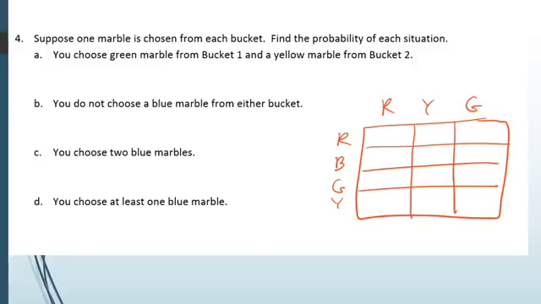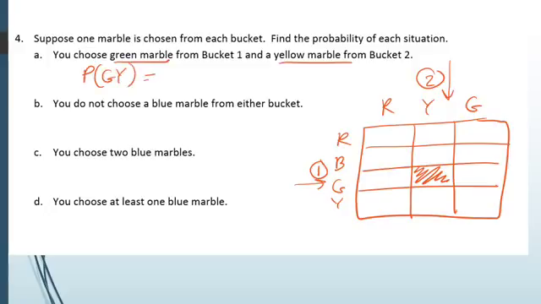So if I want to choose a green marble from bucket 1 and a yellow marble from bucket 2, so here's bucket 1, here's bucket 2, so a green from 1, that would be this column right here, and a yellow from bucket 2, and they're going to intersect right here, and so I can see the probability of getting a green and a yellow in that exact order is 1 out of 12.